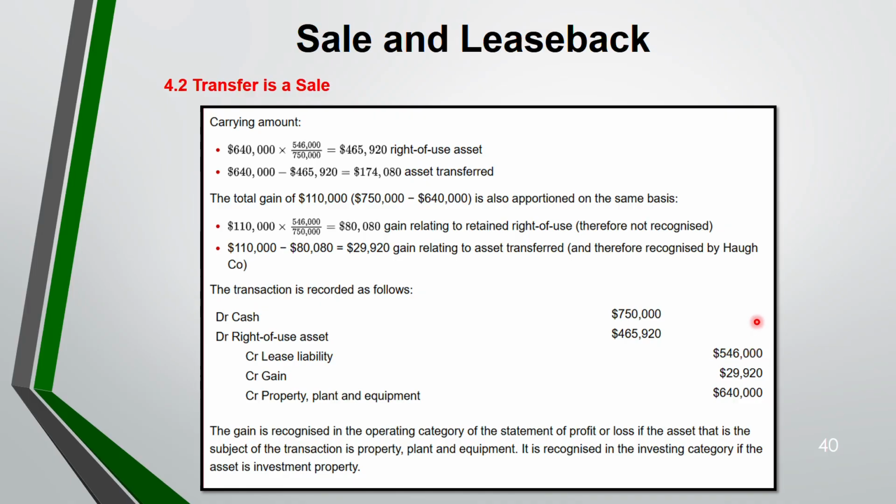The only thing that you have to work out is, number one, the right of use asset, and number two, the gain. Only these two things. Other things are given. This gain you will recognize in the operating category if your asset is property, plant and equipment that you are selling. But if your asset is an investment property that you are selling, your gain will come in the investing category. That's why it's very important to know what asset you are selling. Is it property, plant and equipment, or an investment asset? Accordingly, you will put the gain in the correct category.